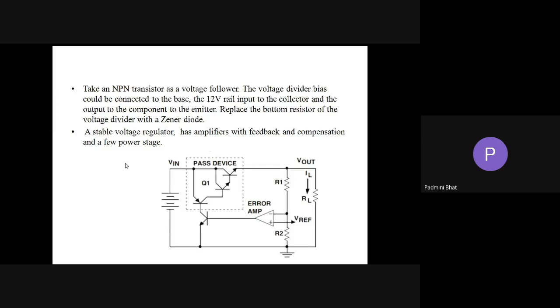So you can take an NPN transistor as a voltage follower. Now it should have a voltage divider.